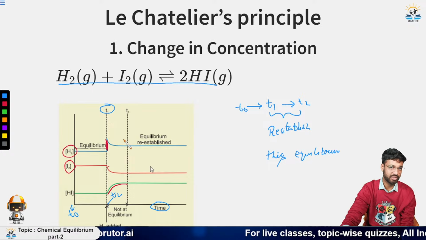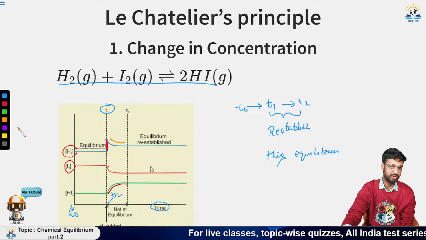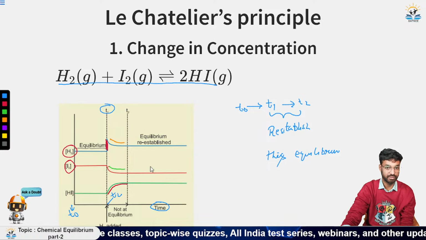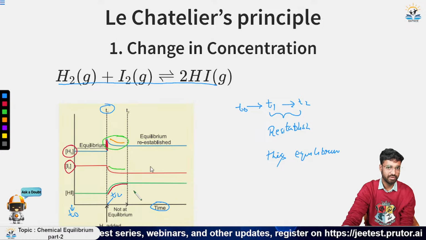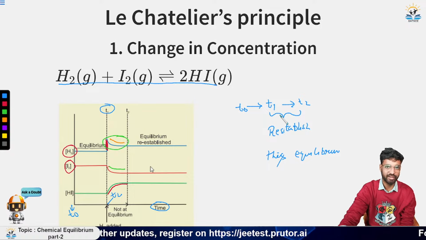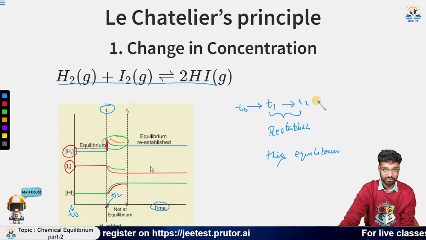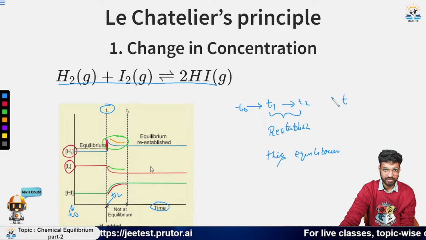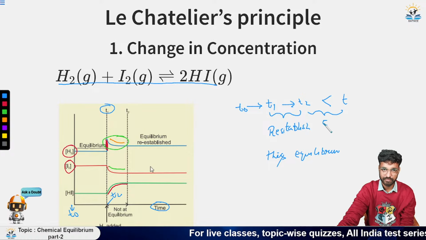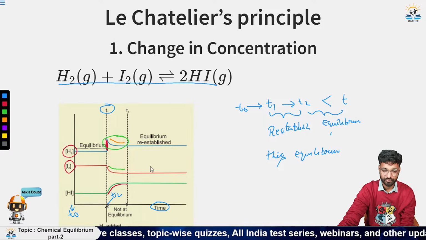After some time all of these concentrations become constant, not equal. So do not get confused with my words. All of these three concentrations become constant after some time, and it is the time taken to establish the equilibrium. Then after T2, at time T greater than T2, we have our equilibrium back.